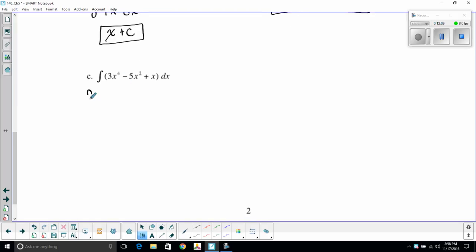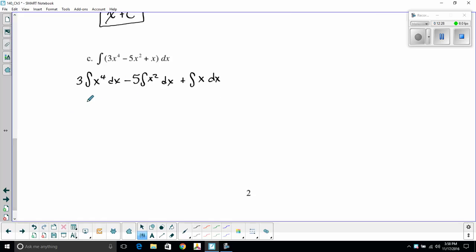All right, this one is the antiderivative of 3x to the 4th dx minus 5 times the antiderivative of x squared dx plus the antiderivative of x dx. Eventually, we're not going to write all this. We'll just do it right where it is. All right, so you're going to add 1 and divide by that new number, so that'd be 5. So 3/5 x to the 5th.